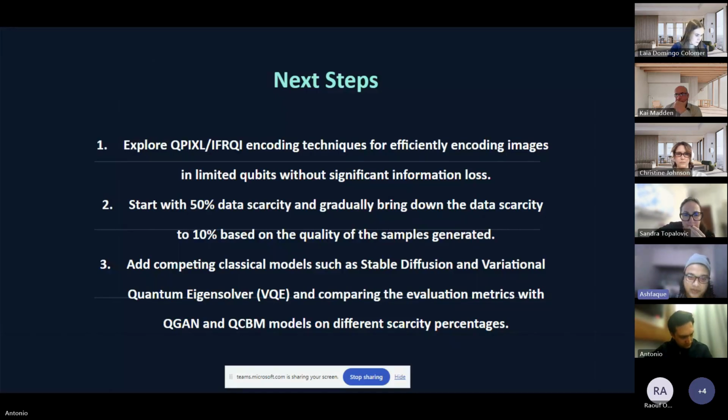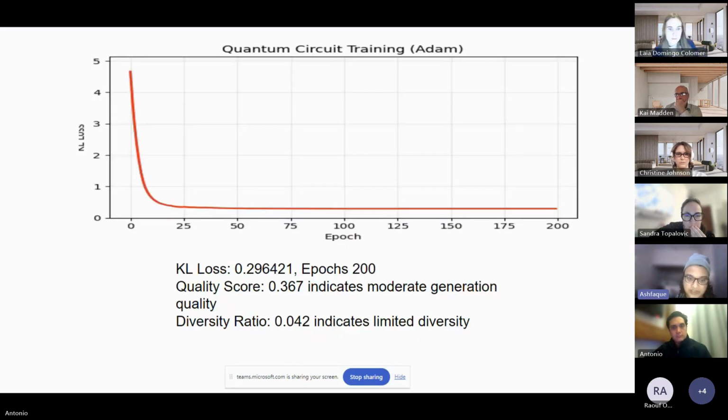So if you could go back, if you see, the diversity and quality scores are a bit low. Next screen.